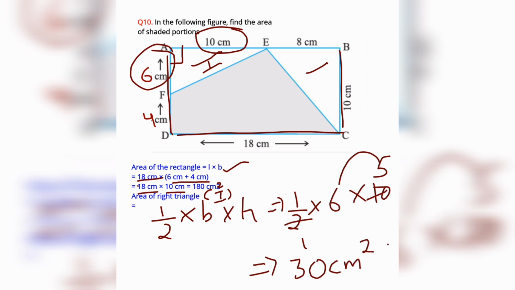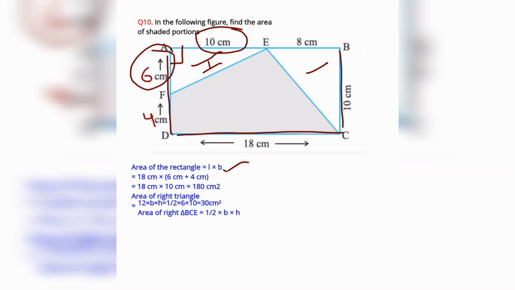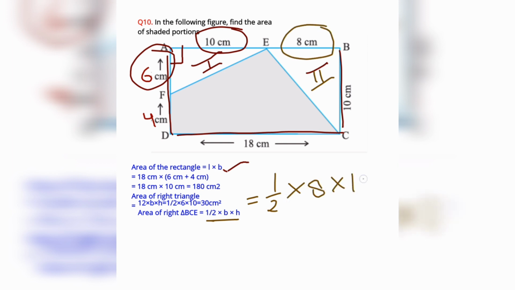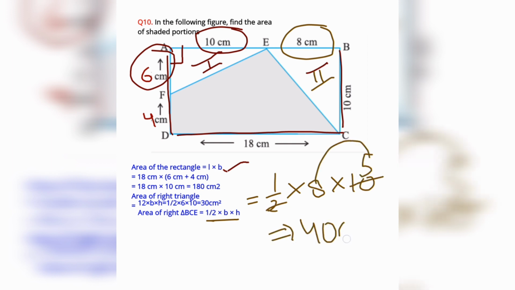Now we will calculate the area of the second triangle. Again we'll use the same formula. So half into base into height: 1 upon 2 into base is 8 into height is 10. So 2 5s are 10. Now 5 8s are 40. So 40 centimeter square is the area of the second triangle.